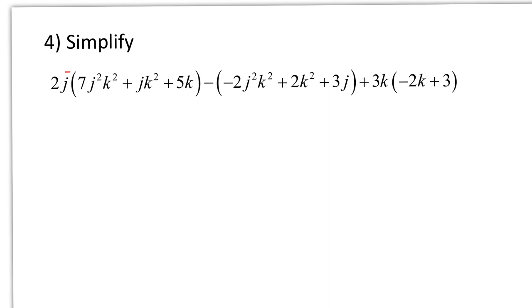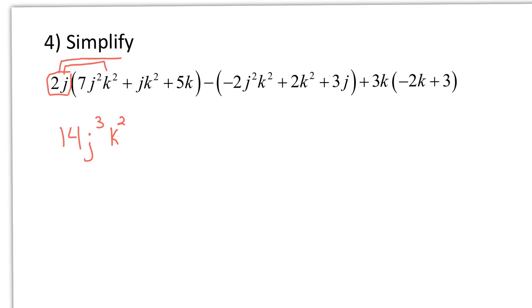You're going to multiply the 2j times the 7j squared k squared. So first you multiply the numbers. 2 times 7, that's 14. The j times the j squared, that's going to be a j cubed. You add the exponents. So 1 plus 2 is 3. And we don't have a k outside, just a k squared inside. So you bring that one down, and we have a k squared.